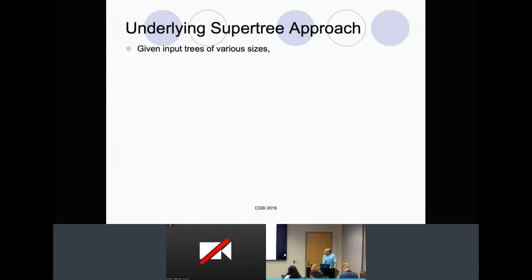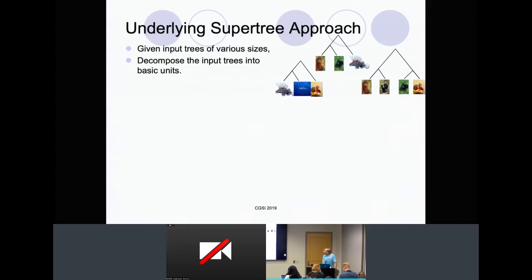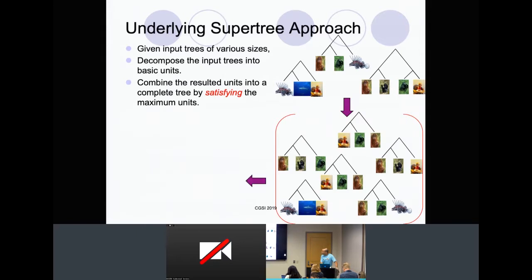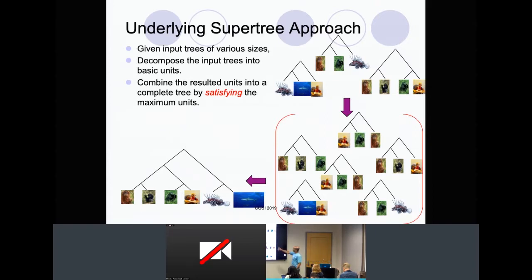So let's see what the underlying supertree approach is. We start with the rooted setting that is more straightforward. So you see rooted trees, and we first decompose them to the most basic pieces, which are rooted triplets, as I just said. And now we combine all these rooted triplets into one big tree, which is this. Like I said, all these operations are well defined, so it is easy to mathematically or algorithmically define every step that we did here.